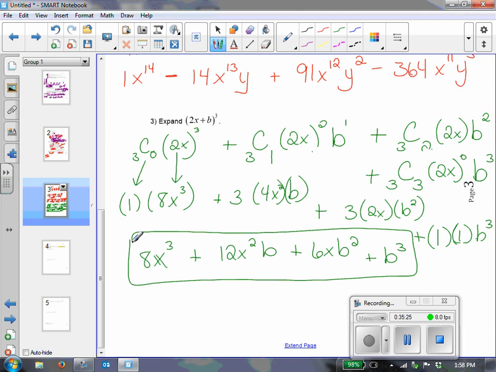What should my exponents all add up to? 3. 3, 3, 3, and 3. Okay, so I know I'm on mostly the right track.